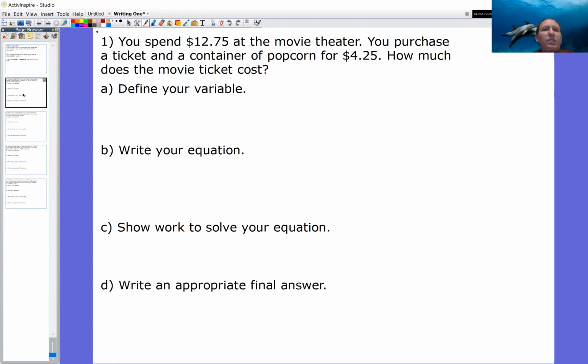So the first question says you spend $12.75 at the movie theater. You purchase a ticket and a container of popcorn for $4.25. How much does the movie ticket cost? First, you need to define your variable. The question says, how much does the movie ticket cost? So I'm going to say C equals cost of a movie ticket.